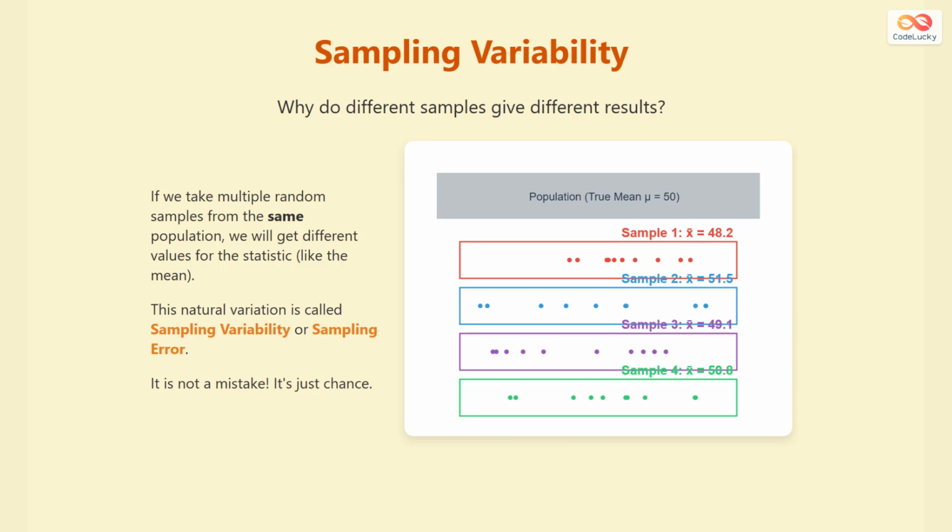A key concept here is sampling variability. Because every random sample contains different individuals, the statistic you calculate will change from sample to sample. In the example shown here, one sample might have a mean of 48.2, while another is 51.5. This fluctuation is natural and expected. It is not an error, it is simply chance at work.